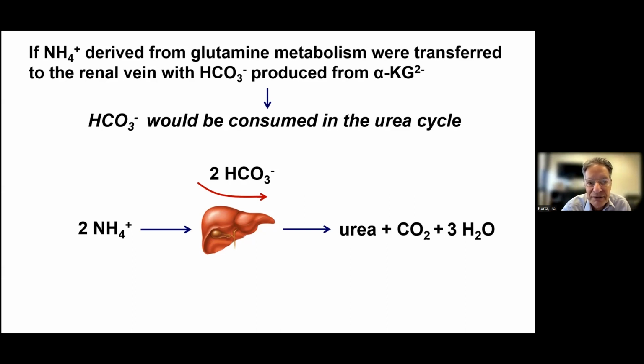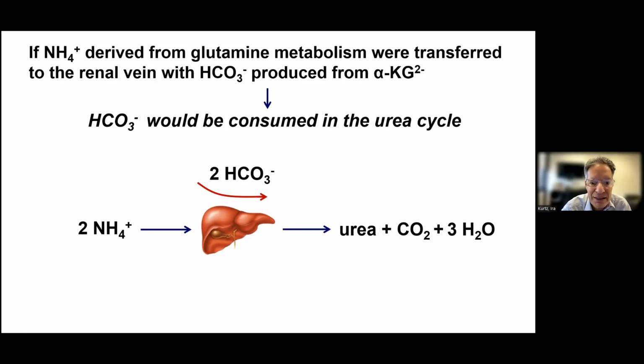That's how it's made. And so if all the bicarbonate that the proximal tubule created and all the ammonium that it created, and they're equal as far as amounts, went into the renal vein, they would just go to the liver and you'd make urea, and you would not do anything other than convert glutamine, which came into the proximal tubule cell, into urea. You would have done nothing for acid-base purposes.